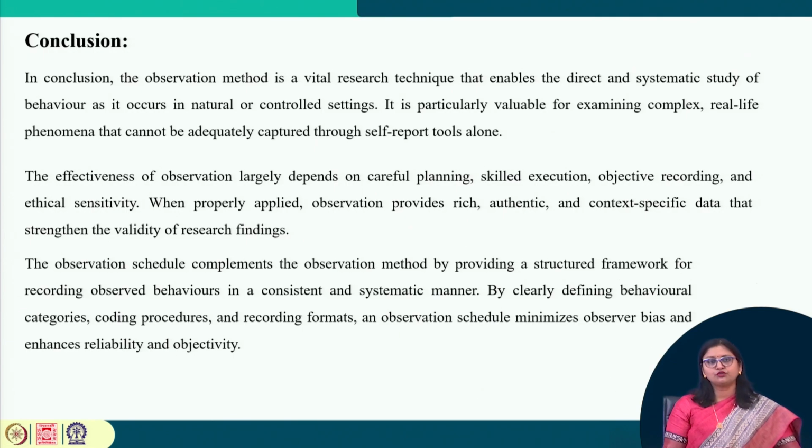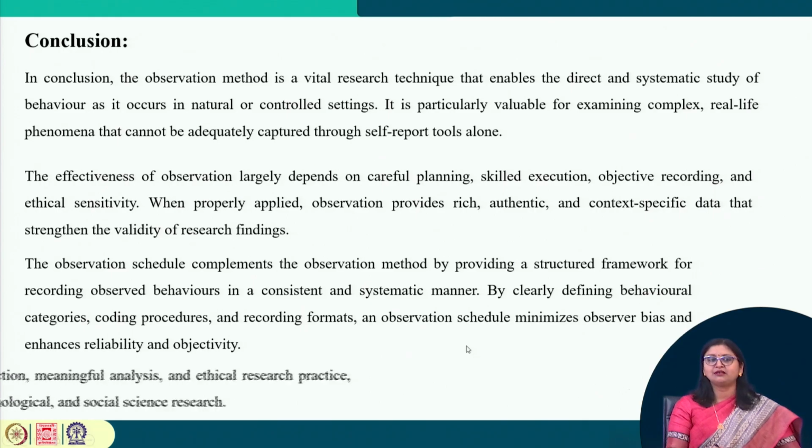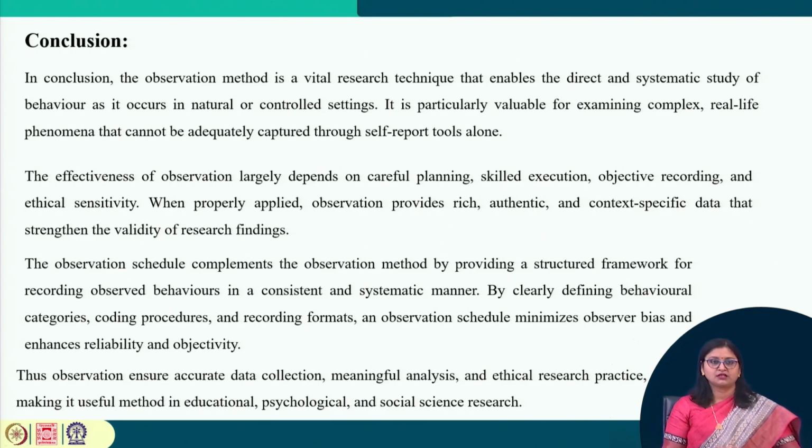The observation schedule complements the observation method by providing a structured framework for recording observed behavior in a consistent and systematic manner. By clearly defining behavioral categories, coding procedures and recording formats, an observation schedule minimizes observer bias and enhances the reliability and objectivity of the research. Thus, observation ensures accurate data collection, meaningful analysis and ethical research practices, making it a useful method in educational, psychological and social science research.